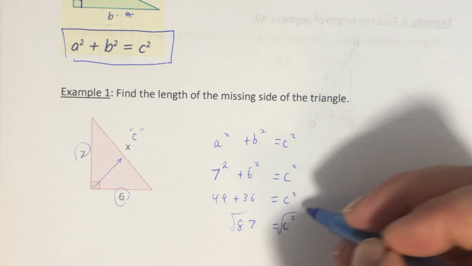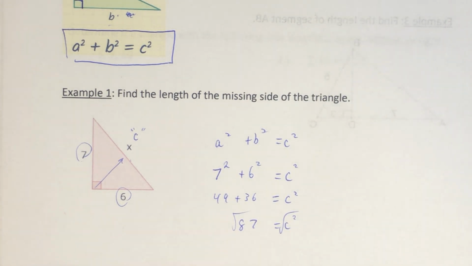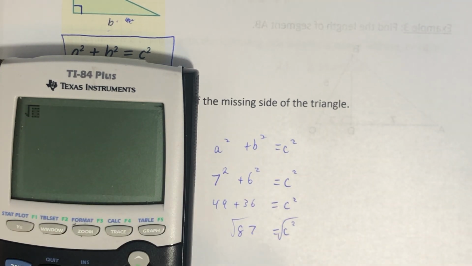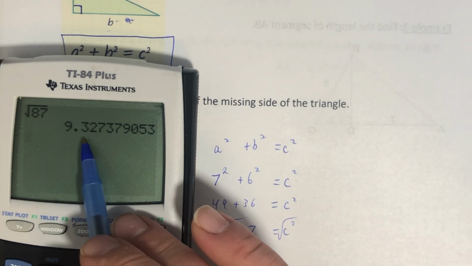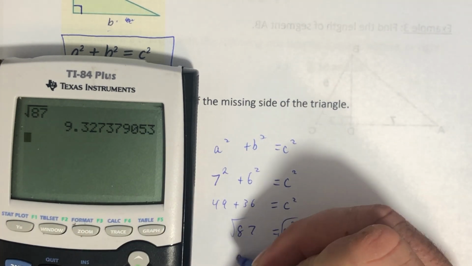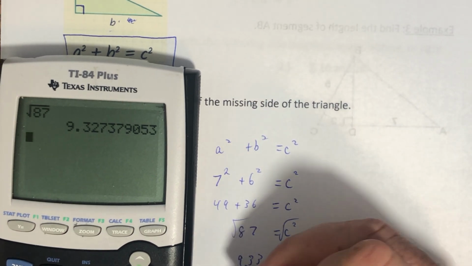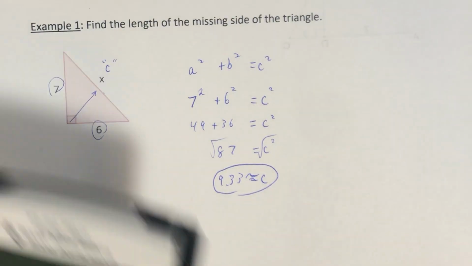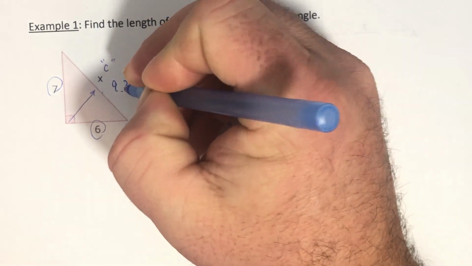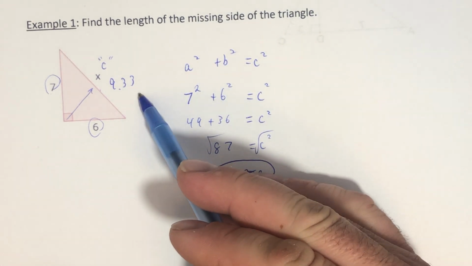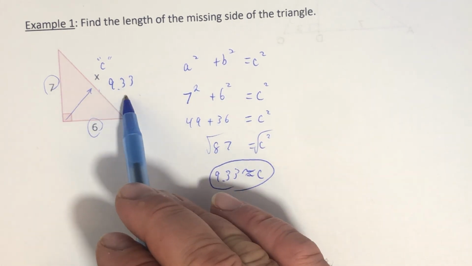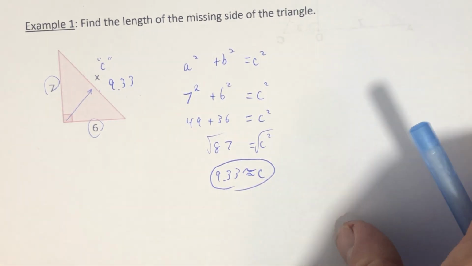And the last step, all we have to do is take the square root. I'm going to use my calculator and find the square root of 87. My calculator gives an answer of 9.33, to 2 decimal places. So the length of the hypotenuse here is about 9.33. It is important to note that the hypotenuse should always be the longest side, since it's opposite the right angle. So as a real quick check, I can verify that yes, this is longer than my other two sides.